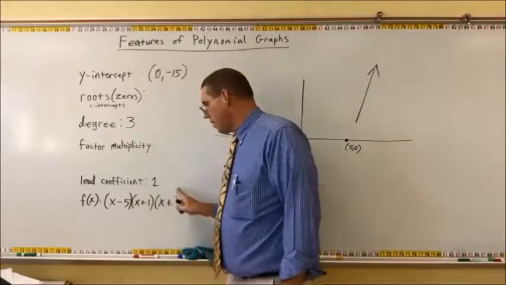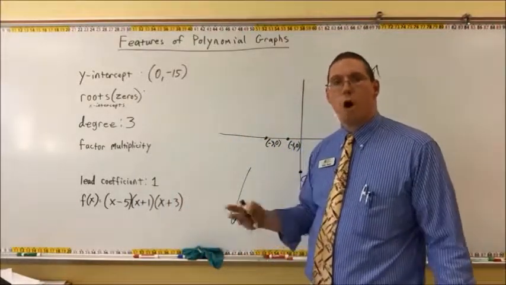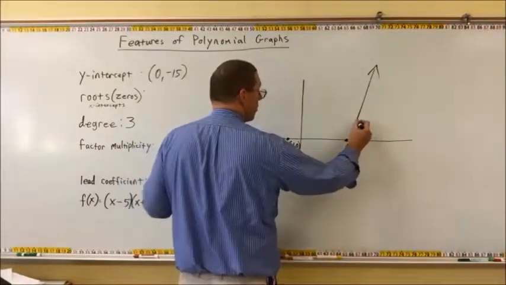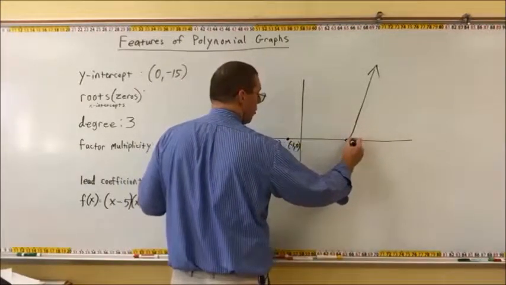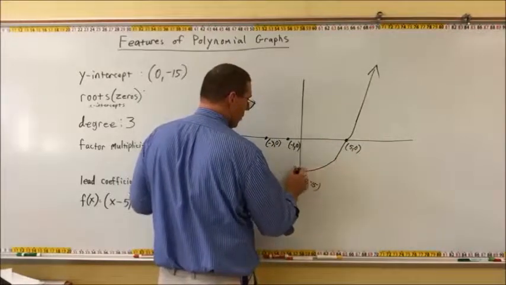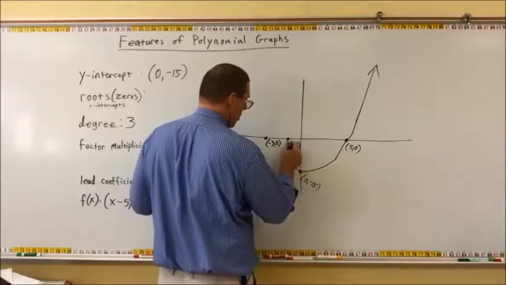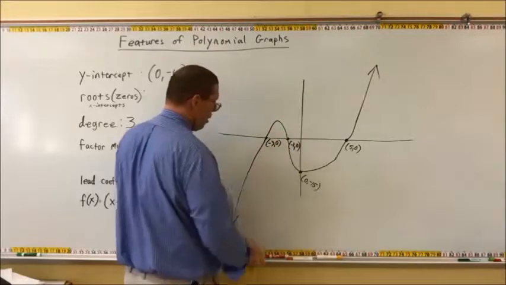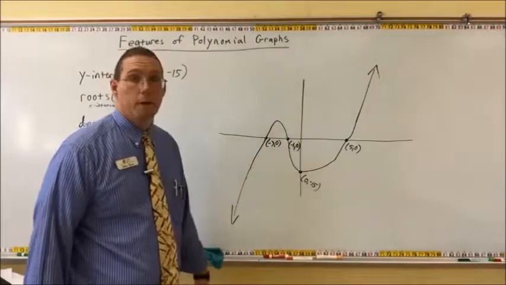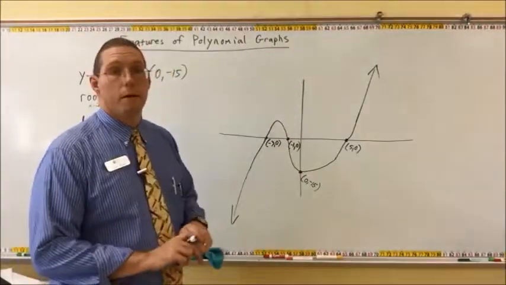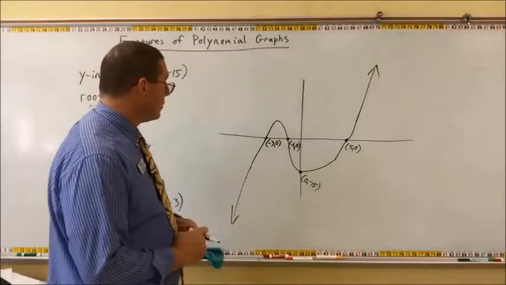Now we just got to connect the arrows by going through the points. None of these has an even multiplicity, so in all of them we're going to cross over the x-axis. So here we're going to cross over. Then we got to go through the y-intercept. Then we're going to cross over here. Then we got to turn back around and cross over here. And there we go. That's the graph of our polynomial. This is a classic cubic polynomial. Up, down, up.